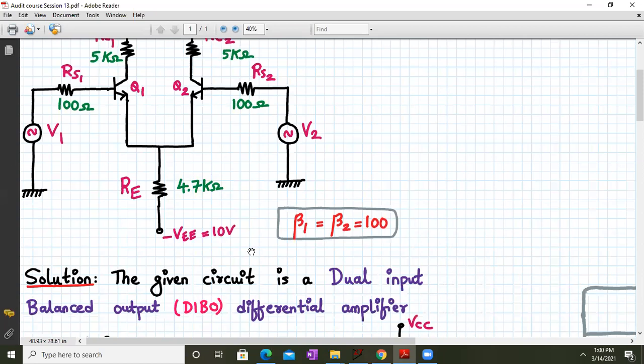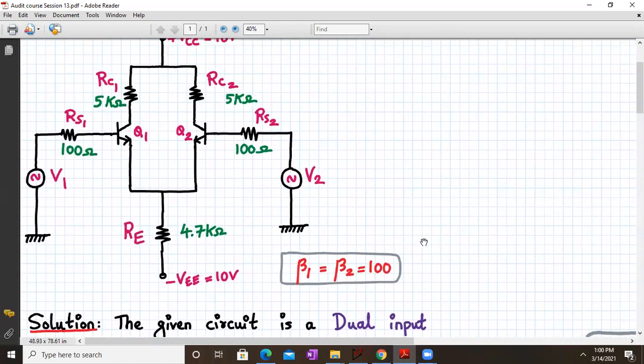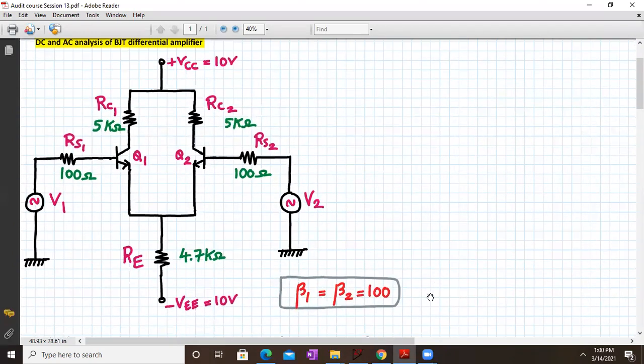So the given circuit is a dual input balanced output differential amplifier, correct? So dual input means that we have two inputs V1 and V2, that is differential mode, and the output is taken across the collector terminals. Let me show it to you once. So here it is. One of the outputs is taken from here, okay, and another output is taken from here. So you can see here it's a differential balanced output. So output is taken across both the terminals, across the collector 1 terminal and collector 2 terminal.